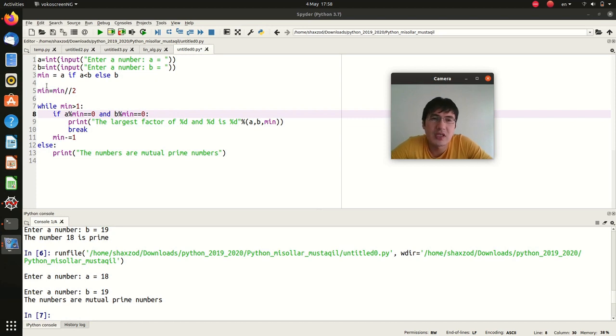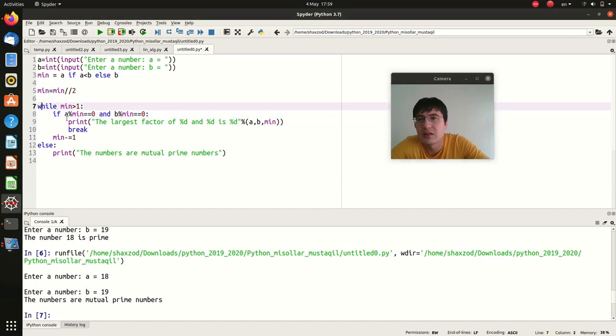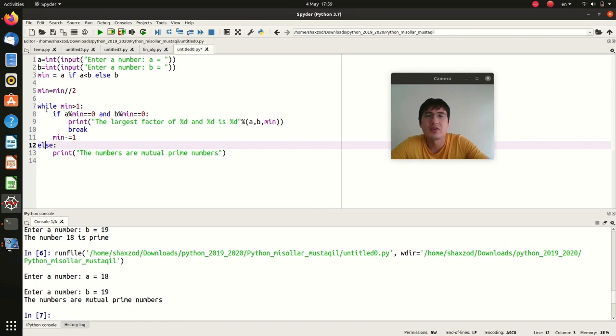We will begin checking by dividing half of the minimum. So there is a structure, while and else. In other languages, else can be a partner of if, but in Python, else can be a partner of while. This is one of the flexible parts of this language.